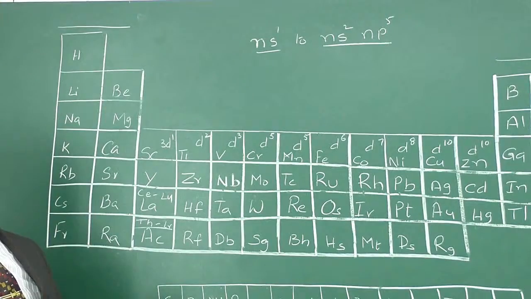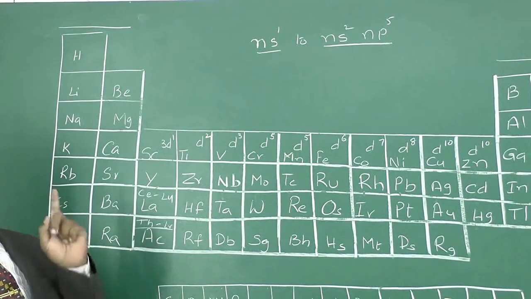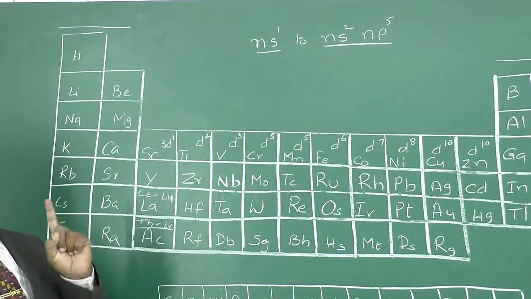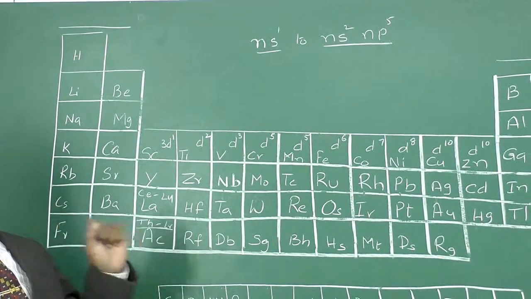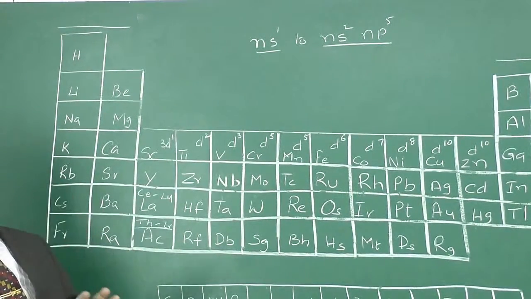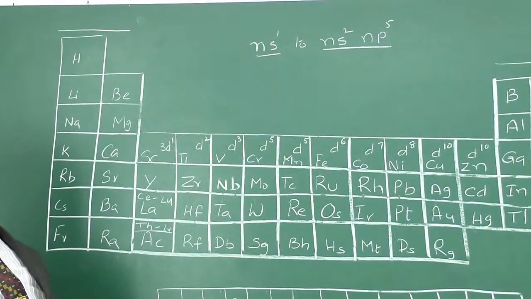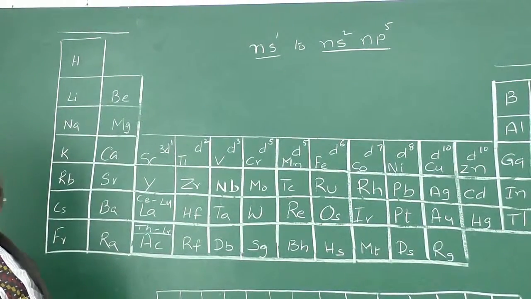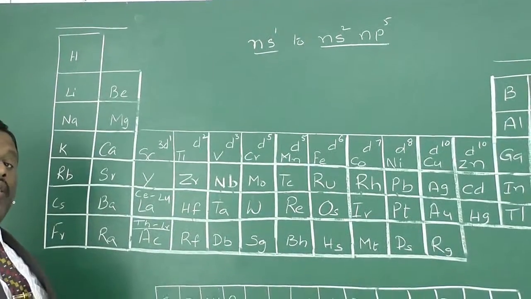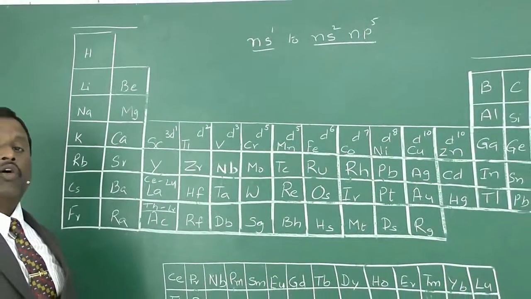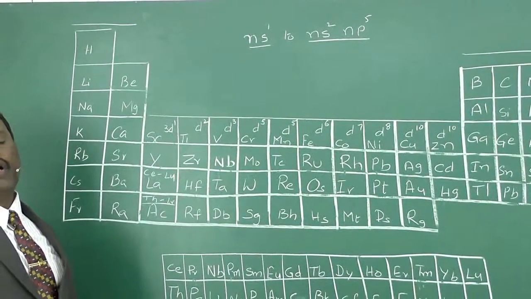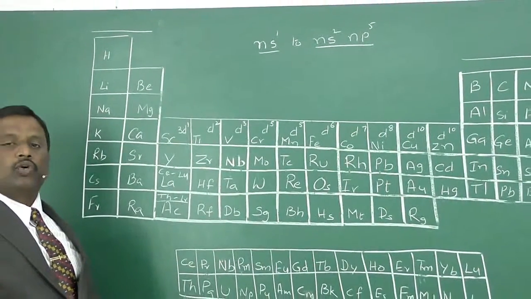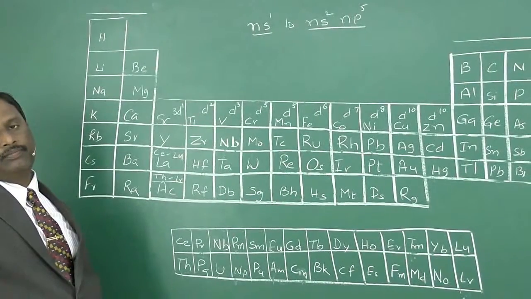In inert gases, including the valency shell, all energy levels are completely filled with electrons. Whereas in representative elements, only the valency shell is incompletely filled. Because of this, to get stability, these representative elements will actively take part in all types of chemical reactions. That means they are involved in ionic bond formation as well as covalent bond formation.